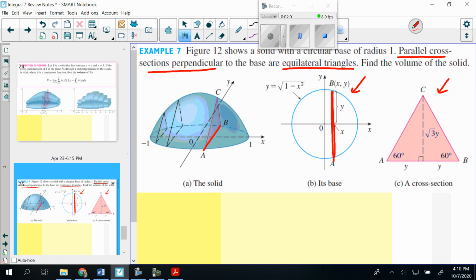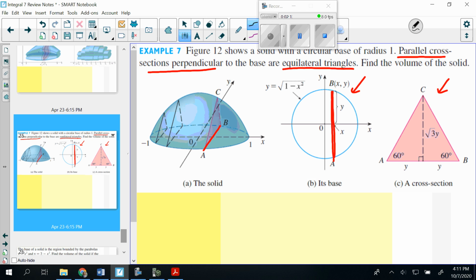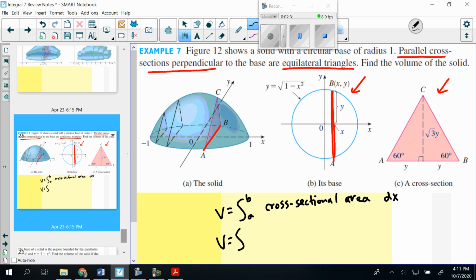Well, in order to do this, what we are going to want to do is find the volume by integrating from A to B, whatever the cross-sectional area would be, in terms of our variable here, dx, since it's perpendicular to the x-axis. So what we got to do now is figure out what our limits are. Well, here it looks like it's from -1 to 1.